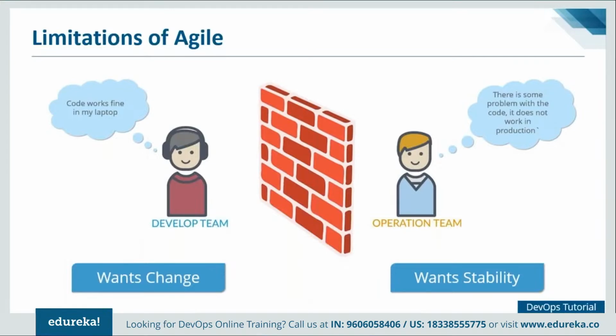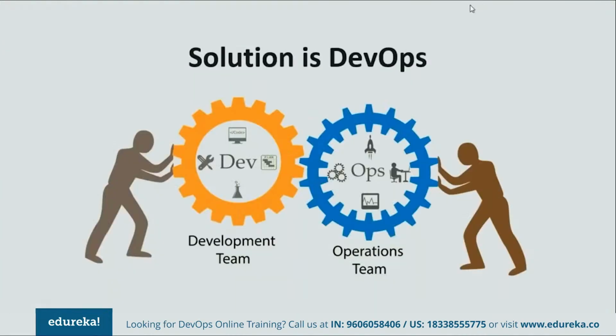Let me give you a quick recap of the things we have discussed till now. We have discussed quite a lot of history. We started with the traditional waterfall model, and we understood its various stages and its limitations. Then we understood what exactly agile methodology is, how it is different from the waterfall model, and what its various limitations are. Now we are going to look at the solution to all the problems that we have just discussed, and the solution is none other than DevOps.